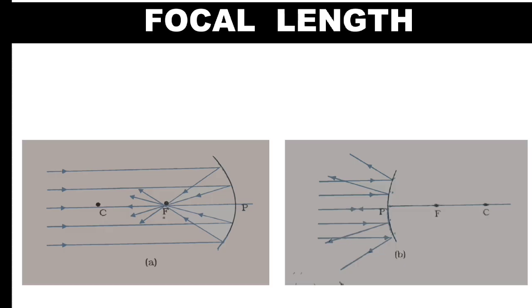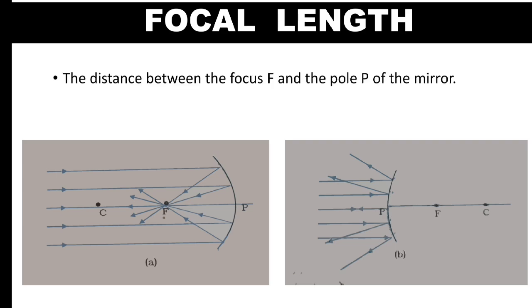If we observe this, these are the two diagrams showing the concave mirror and convex mirror, and how the focus appears. What exactly is the focal length? It is the distance between the focus F and the pole P of the mirror. It is denoted by small f. So it is the distance between the focus point and the pole.